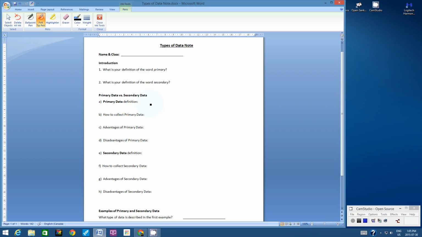All right, C, advantages of primary data. Well, the data is recent because we just went out and got it. It is reliable, and it tells us exactly what we want to know. And what are the disadvantages of primary data? Well, if you think about it, if you were to conduct a survey every time that you wanted to find something out, it would take a lot of effort and it would take a lot of time. And therefore, it is very expensive.